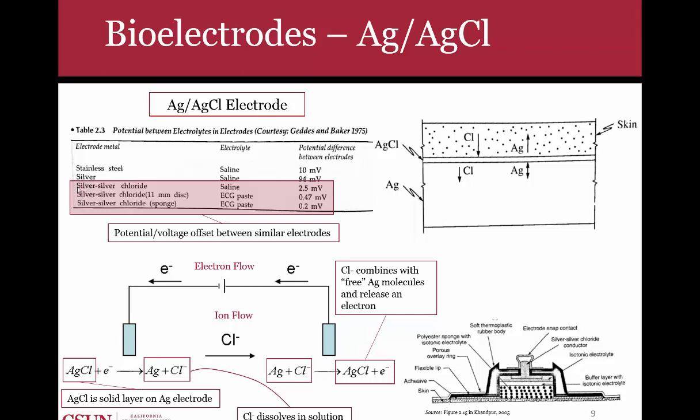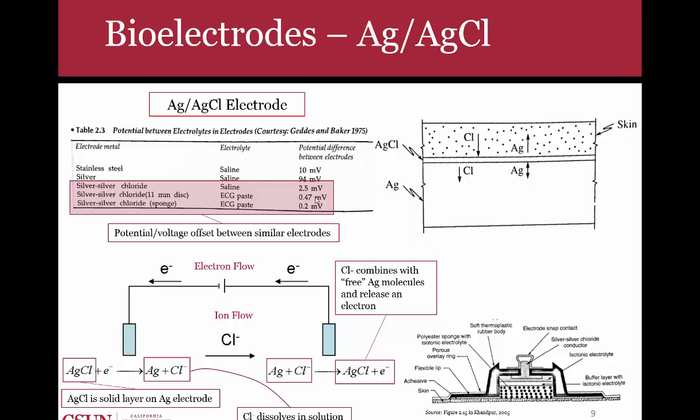And there's other ones called silver chloride electrodes. I highlighted silver chloride for this reason. The first reason being that you see that the difference between electrodes is actually very small. So what does this mean? You have one silver electrode and one silver chloride electrode, and that produces a 2.5 millivolt difference, which is very, very small. And if you use a sponge, you can even get much smaller voltages.